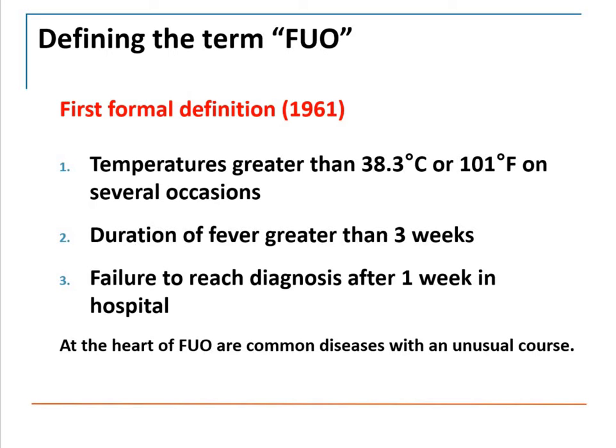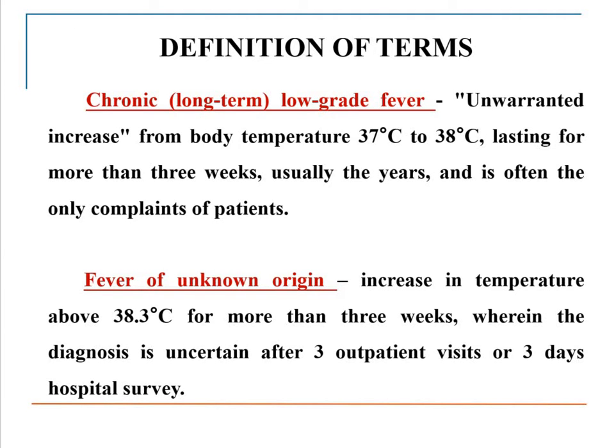Definition of fever of unknown origin. Temperature greater than 38.3 degrees Celsius or higher than 101 degrees Fahrenheit on several occasions. Duration of fever greater than 3 weeks. And of course, the main criterion: failure to reach a diagnosis after 1 week in hospital. And the main etiological factor of fever of unknown origin is a common disease with an unusual cause. So let's bear it in our mind.